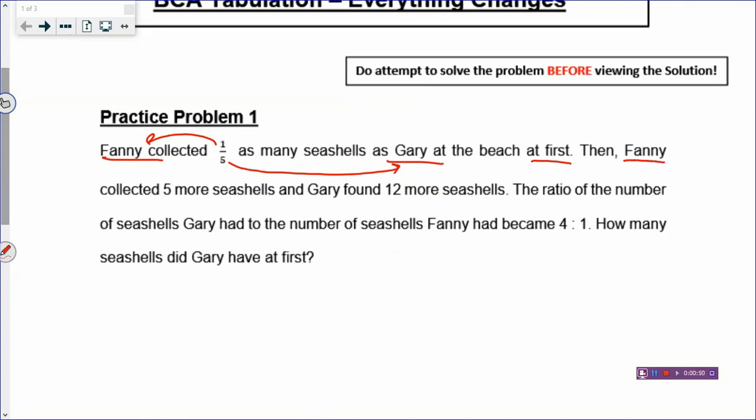Then Fanny collected 5 more seashells and Gary found 12 more seashells. And the ratio of the seashells Gary had to the seashells Fanny had became 4:1. So how many seashells did Gary have at first? So this is a before and after problem.